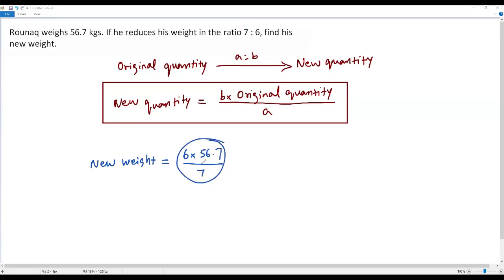Now we have to simplify this numerical expression to get the new weight of Rounaq. Here 7 goes into 7 one time, 7 goes into 56 8 times. Since we have a decimal, we place the decimal point, and 7 goes into 7 one time. So now we have 6 times 8.1. When I multiply 8.1 and 6, I get 48.6 divided by 1. So the denominator 1 can be ignored. That is, after Rounaq reduces his weight in the ratio 7 to 6, his new weight is 48.6 kilograms.